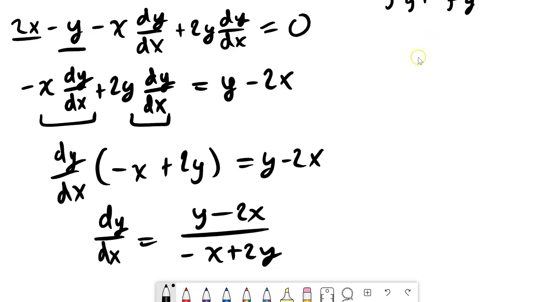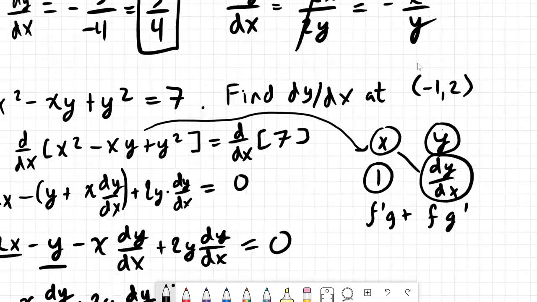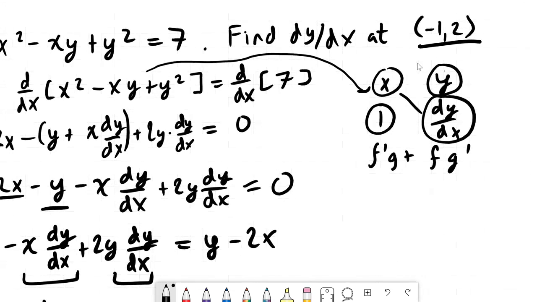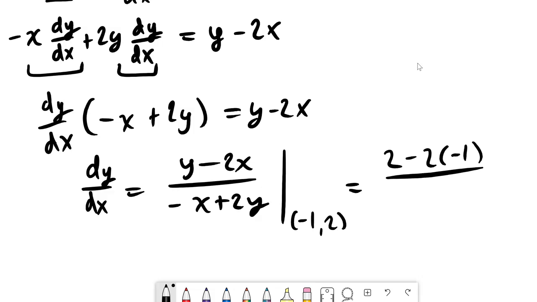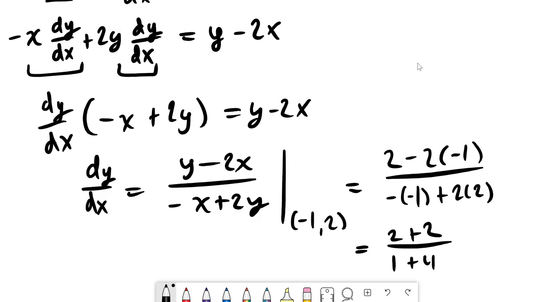Now we want to plug in the point. What did I say as the point? We want it to be (negative 1, 2). So we want to evaluate at (-1, 2), and we just start plugging in: 2 minus 2 times -1, divided by negative of -1 plus 2 times 2, and then we get what? 2 plus 2, and then 1 plus 4, which is equal to 4 divided by 5. And this is our slope at that point with an implicit function.